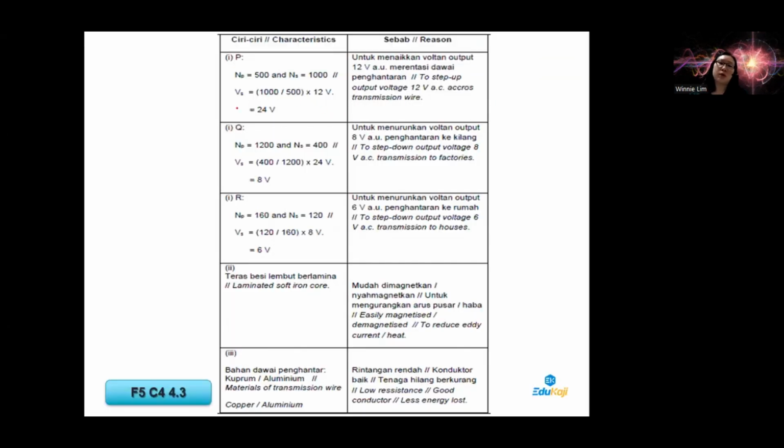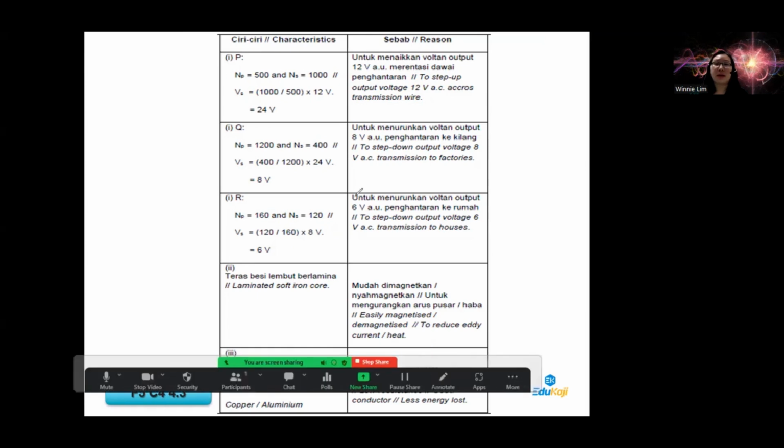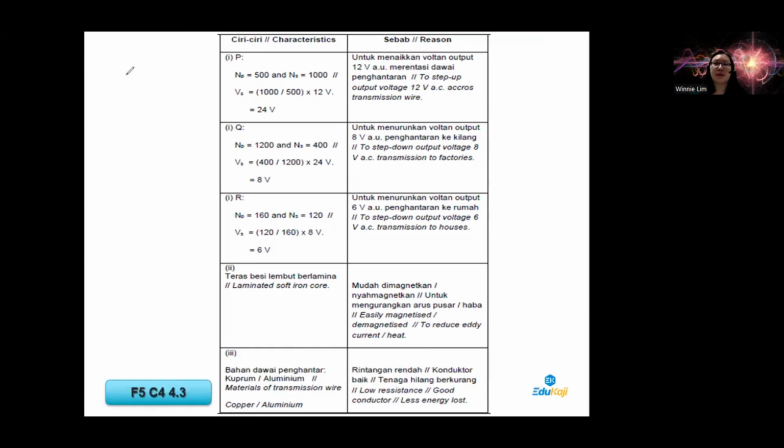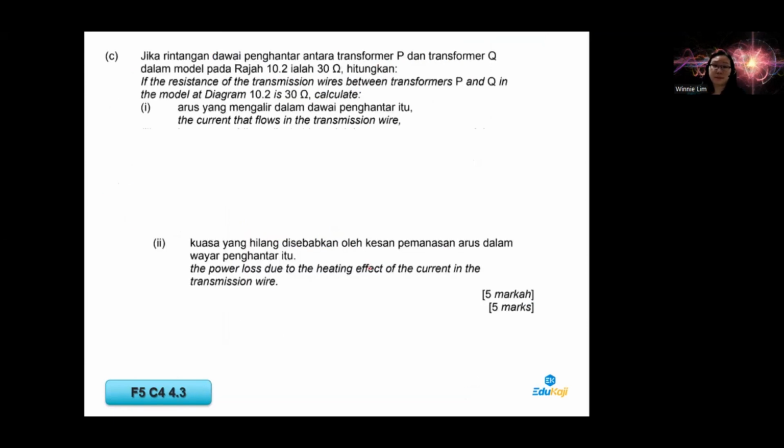Now, in case you really do not have enough time to do the table, you can still answer accordingly, like: characteristic, dash, reason, dash, reason. But if not, you should always do it in table form because it is easier for the marker to mark your answer. Okay, so now we are done with section B essay. We will proceed to section C.